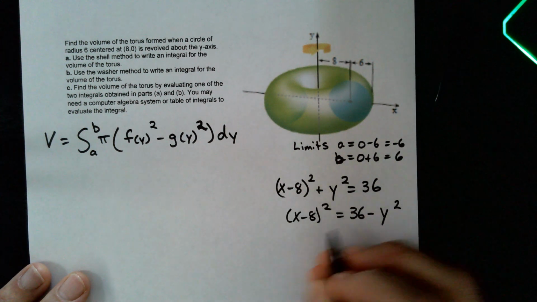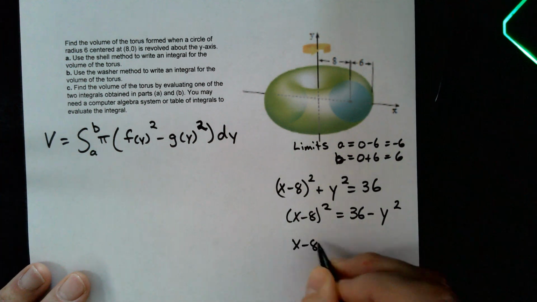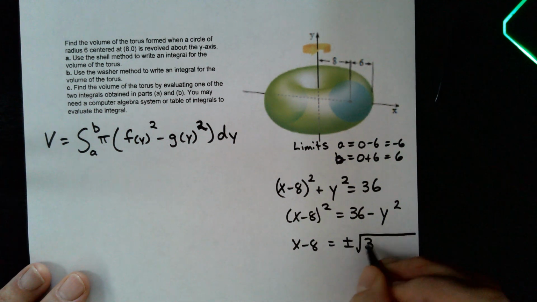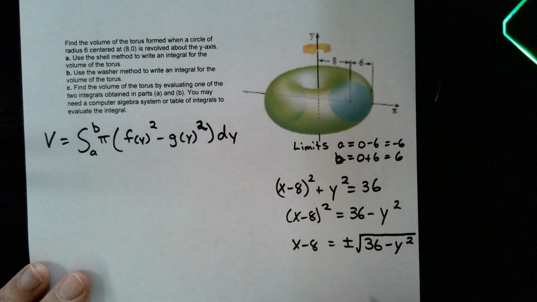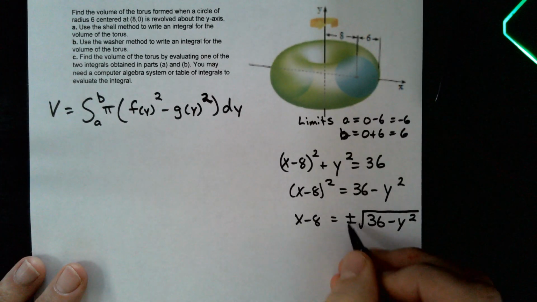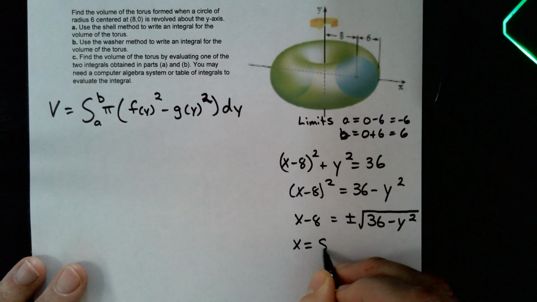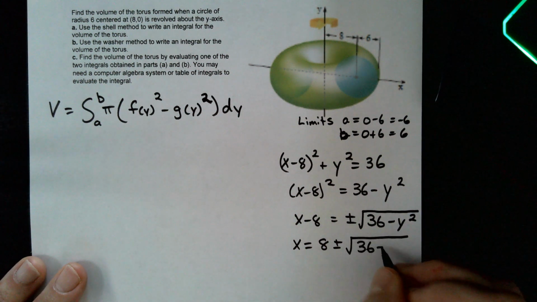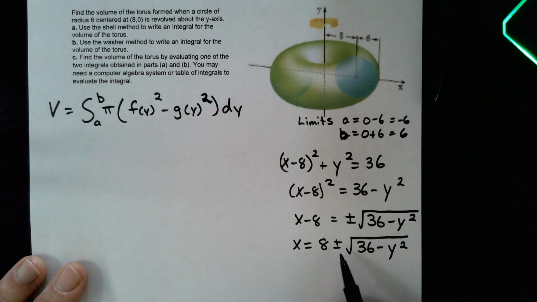We can square root both sides, so that will give us x minus 8 equals plus or minus, that's the square root property, the square root of 36 minus y squared. And then we can add the 8 to the other side, so x is equal to 8 plus or minus the square root of 36 minus y squared. Upper function, or f of y, lower function, g of y.